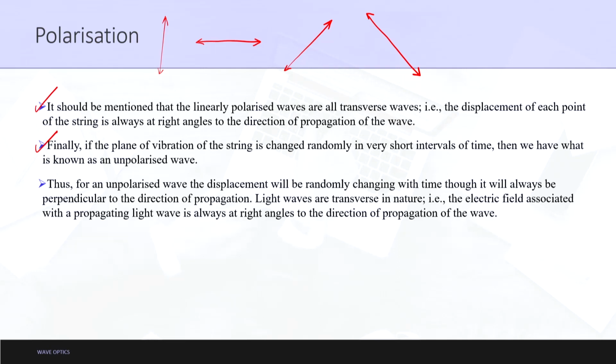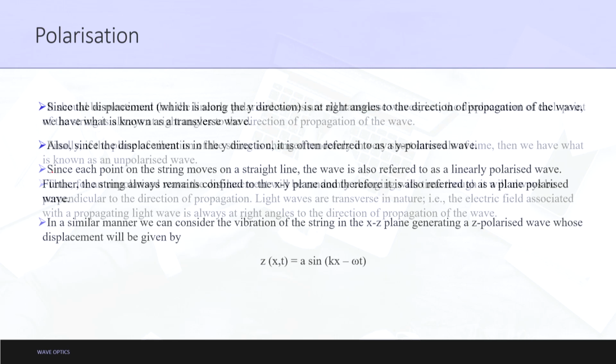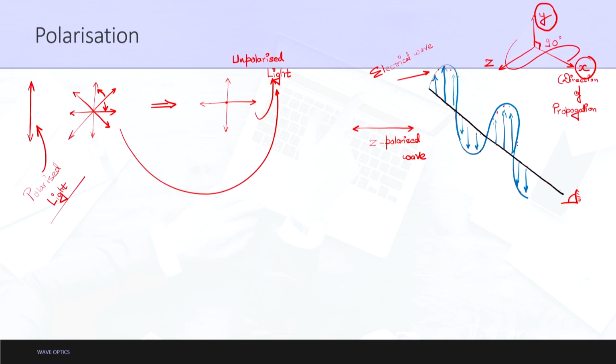Thus, for an unpolarized wave, the displacement will be randomly changing with time, though it will always be perpendicular to the direction of propagation. Quite evident, because if it is happening anywhere in the yz plane, it is always perpendicular to the x direction. Light waves are transverse in nature, that is, the electric field associated with the propagating light wave is always at right angles to the direction of propagation of the wave. This is the simple concept which I already explained using this diagram here.